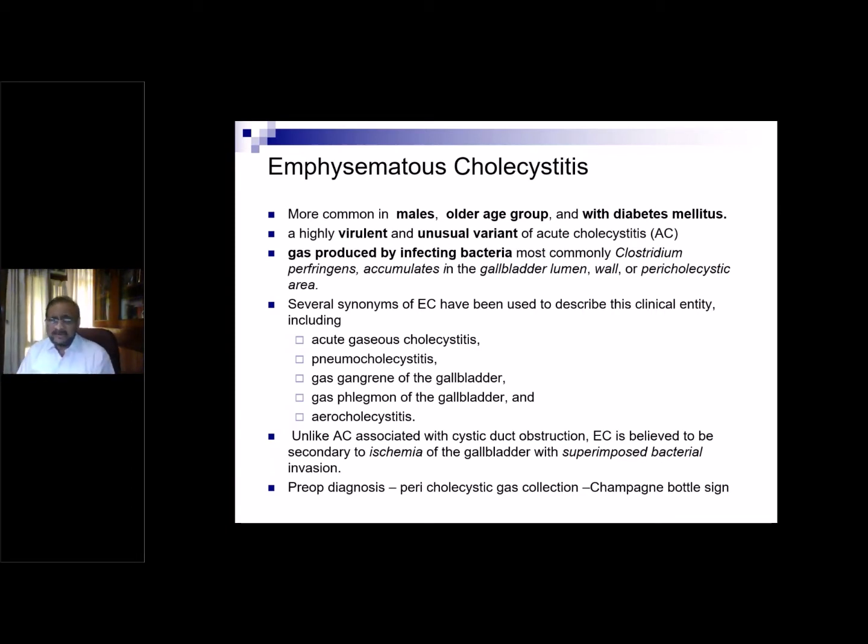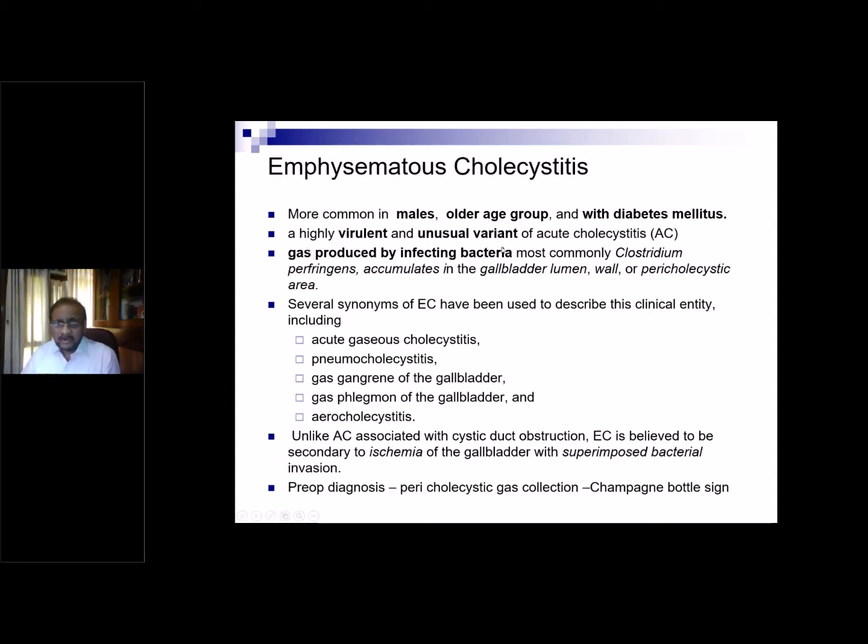The third one is emphysematous cholecystitis, which is not an unknown entity, more common in males, in the older age group, and probably more common in diabetes mellitus. It is a highly virulent and unusual variant of acute cholecystitis. Unusual and highly virulent, both things are important. It is unusual, but it's very highly virulent. And as a result of what? Gas produced by infecting bacteria.